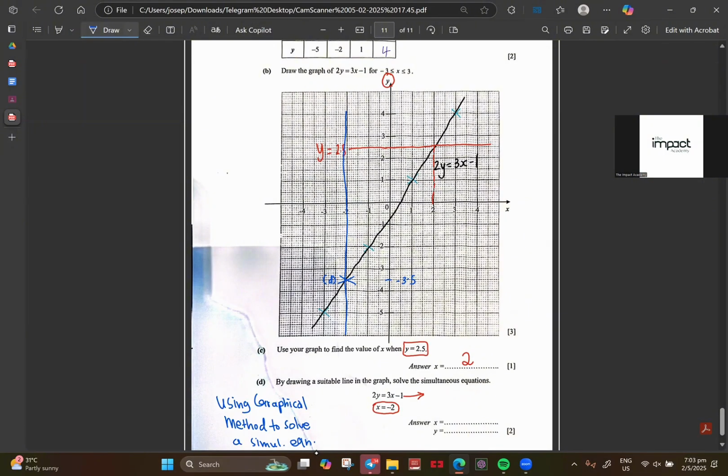What is your x? X is negative 2. Very good. What's your y? Negative 3.5. Okay, and therefore this is your answer for this question.